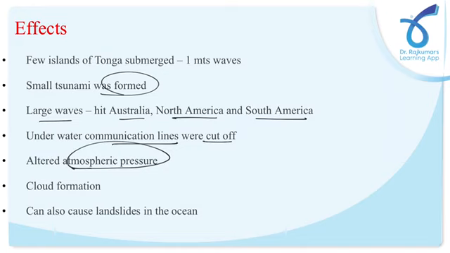Now again, this volcanic eruption can cause landslides in the oceans, and if landslides take place again in the ocean, it can result in the formation of tsunami waves, and if tsunami waves are again created, it can be catastrophic for the island country, other islands in the ocean, as well as for the rest of the world. So this was all about the Tonga volcanic eruption, volcanoes, and its effects.